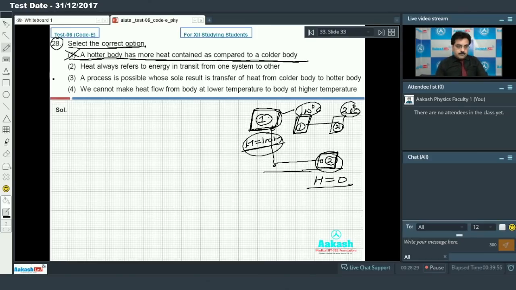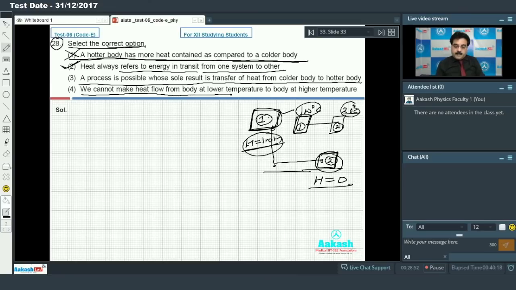And if I go to option number 2, heat always refers to energy in transit from one system to another. Yes, this is correct. So option number 2 is correct. But if I go for option number 3, a process is possible whose sole result is transfer of heat from a colder body to a hotter body. No, this is not correct.